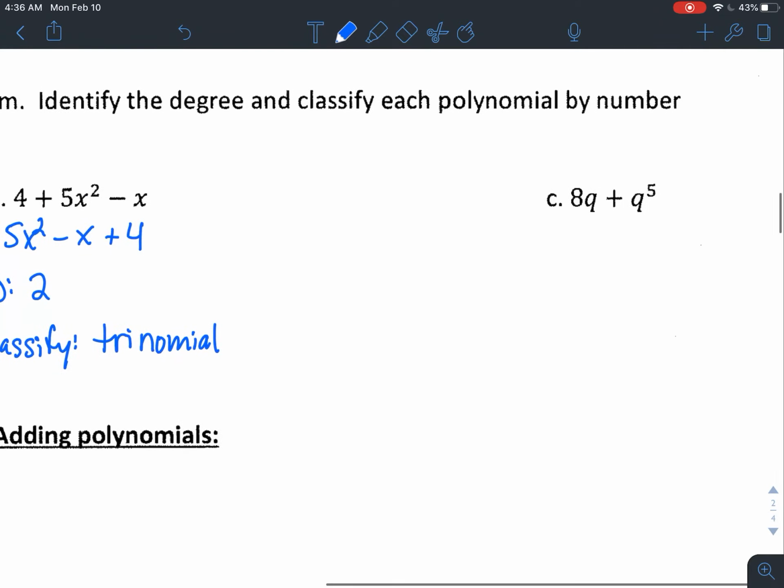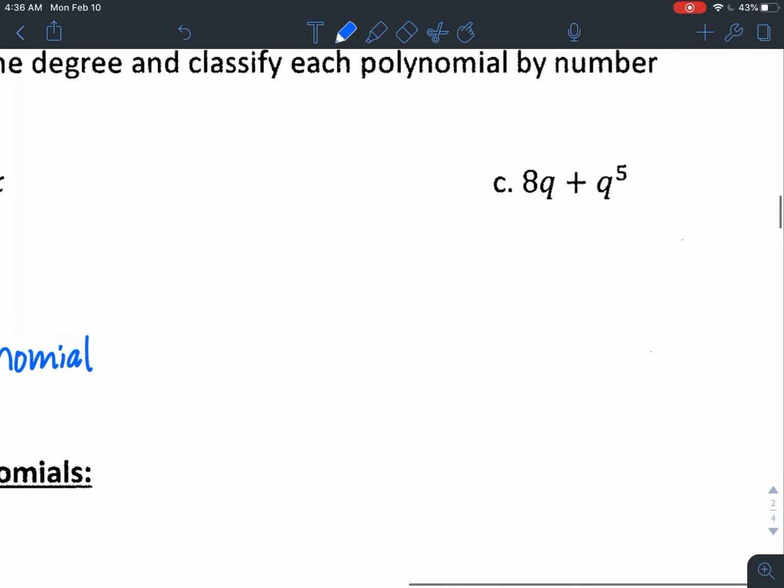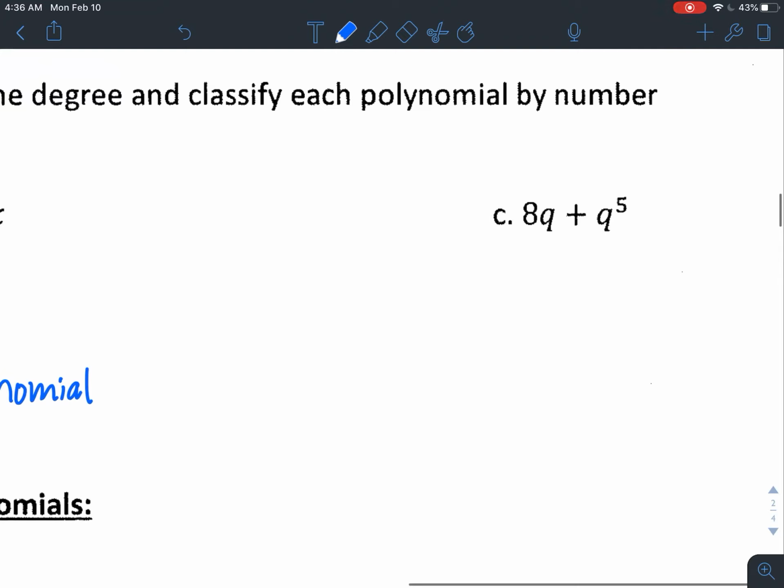Okay. Very last one, C. We've got 8q plus q to the 5th. So putting that in standard form, my q to the 5th, since that has the highest degree, that has to go first, plus 8q. That would be in standard form. My degree is 5.